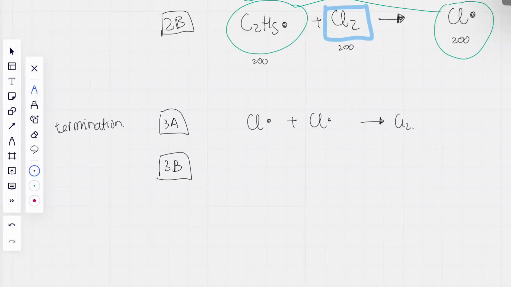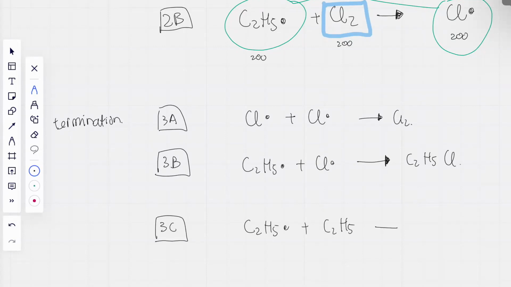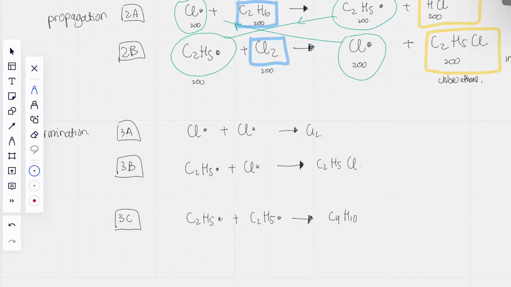C2H5 radical plus Cl radical. So radical and radical, they react together. Then they will form C2H5Cl. Yeah. And C2H5 radical plus C2H5 radical, it will turn into C4H10.